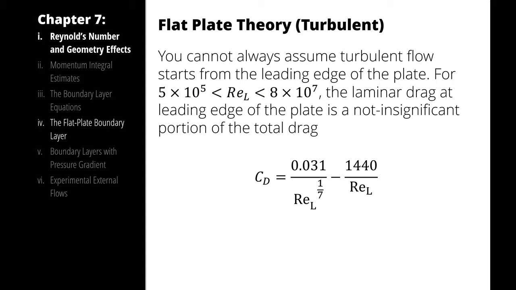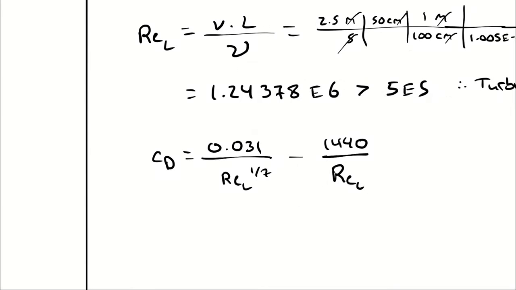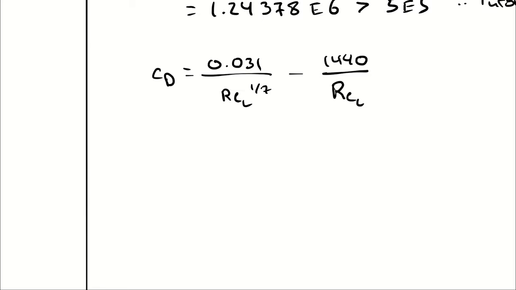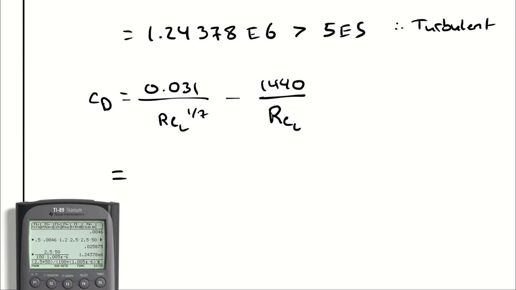So that coefficient of drag is 0.031 divided by Reynolds number to the 1/7th power minus 1440 divided by the Reynolds number. As a fun fact, we could actually set up the turbulent analysis on the turbulent part of the plate and the laminar analysis on the laminar part of the plate, figure out how much length we had for the laminar region, subtract that from our turbulent region, and we would end up with this exact same relationship. But 0.031 divided by our Reynolds number to the 1/7th power minus 1440 divided by our Reynolds number, and we get a coefficient of drag of 0.003018.